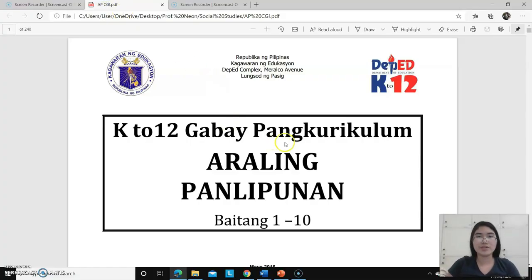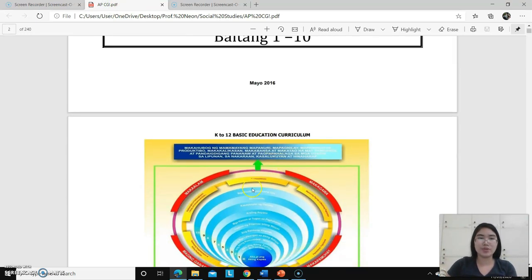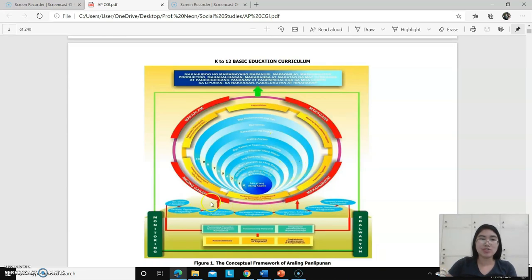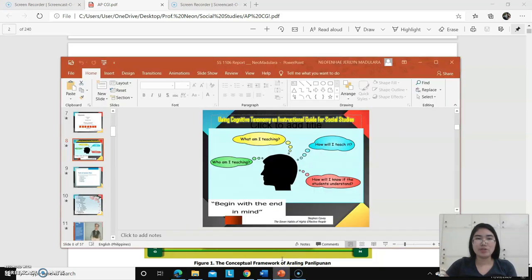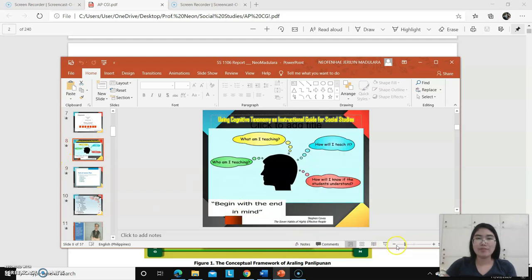Okay, so this is the curriculum guide para sa Lipunan. We have from grade 1 to grade 10. So these are the pillars of learning as well as different competencies or standards and different skills that need to be attained by the social studies learners and educators. So let's go back here again to our instructional plan.